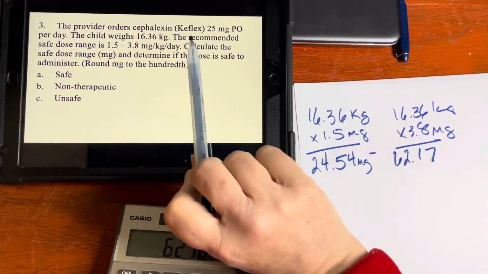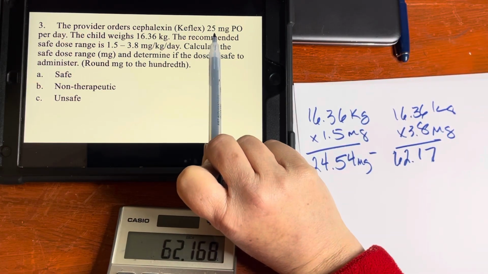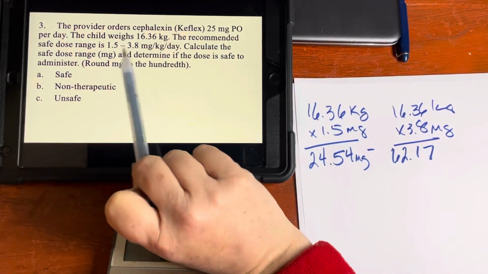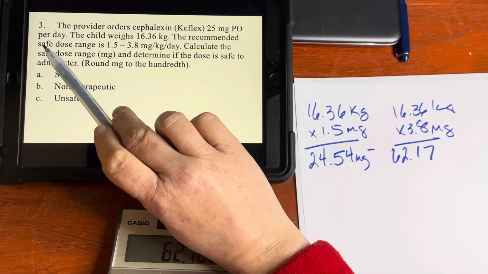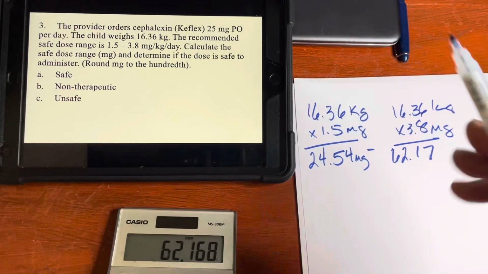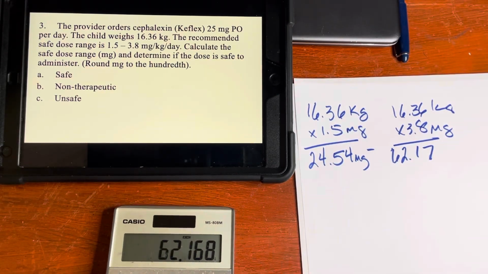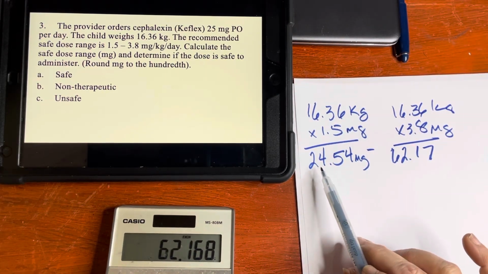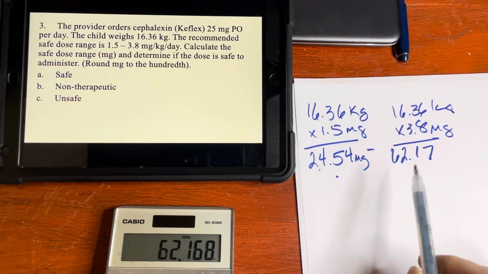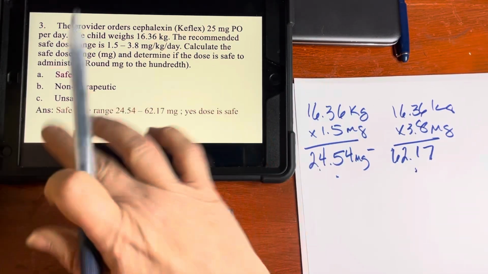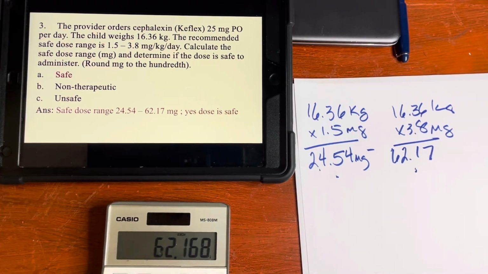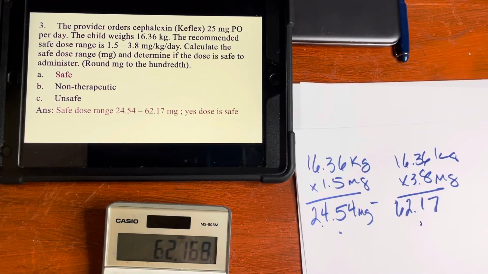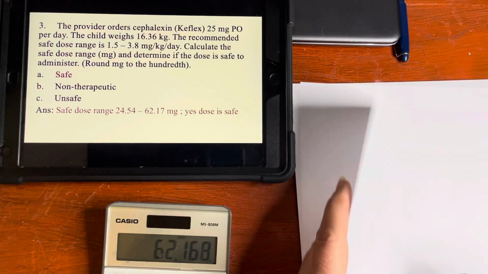Now, what did he order? He ordered 25 milligrams. Our range is per day, and the 25 milligrams is per day. Our greatest hope would be that what he ordered falls in between these two numbers. And it did. So, yeah, it's safe, and we're going to go ahead and give it. You see that? I believe you do see it.